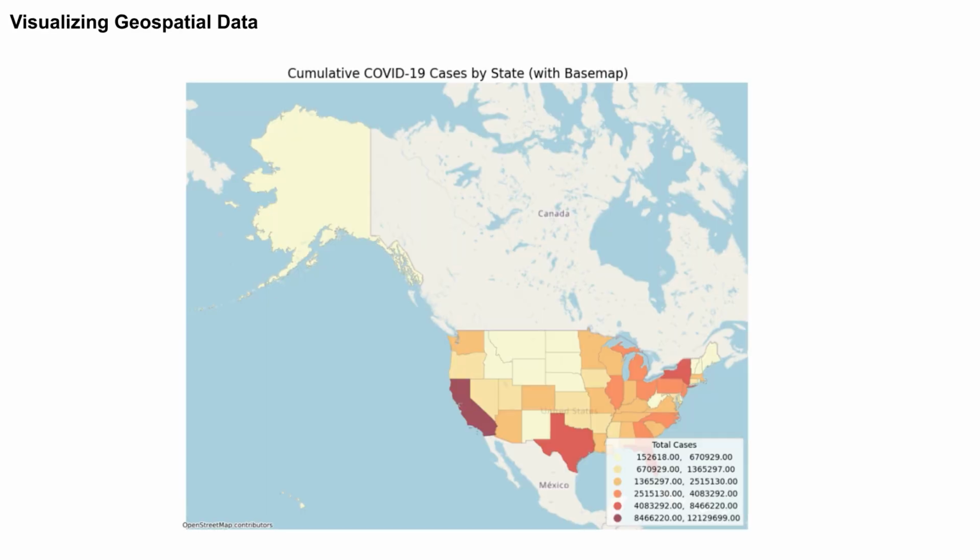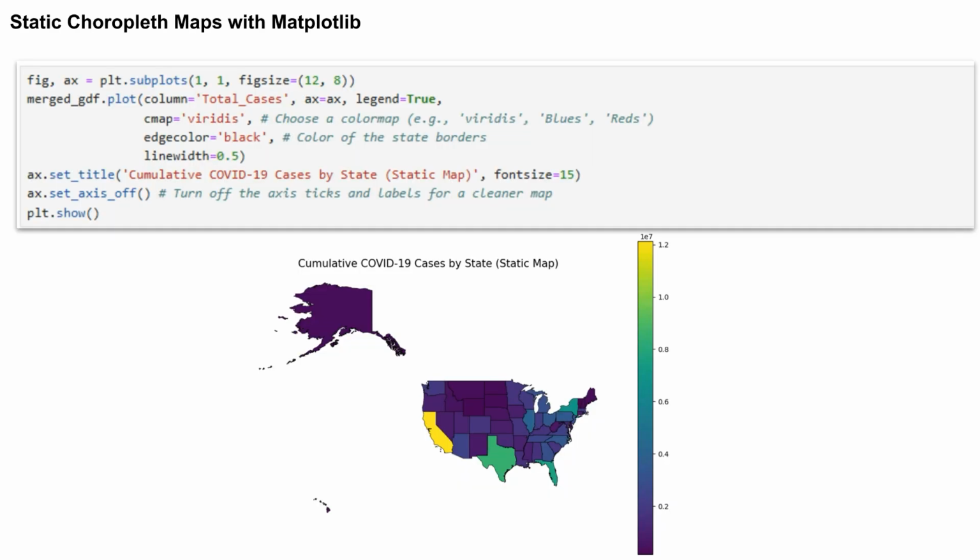Now that we have successfully merged our spatial data with our attribute data of COVID-19 cases, we can create maps to visualize the geographic distribution of cases. We'll explore both static and interactive mapping techniques. A choropleth map is a type of thematic map in which areas are shaded or patterned in proportion to a statistical variable. It's a great way to visualize data that varies across predefined geographic regions.